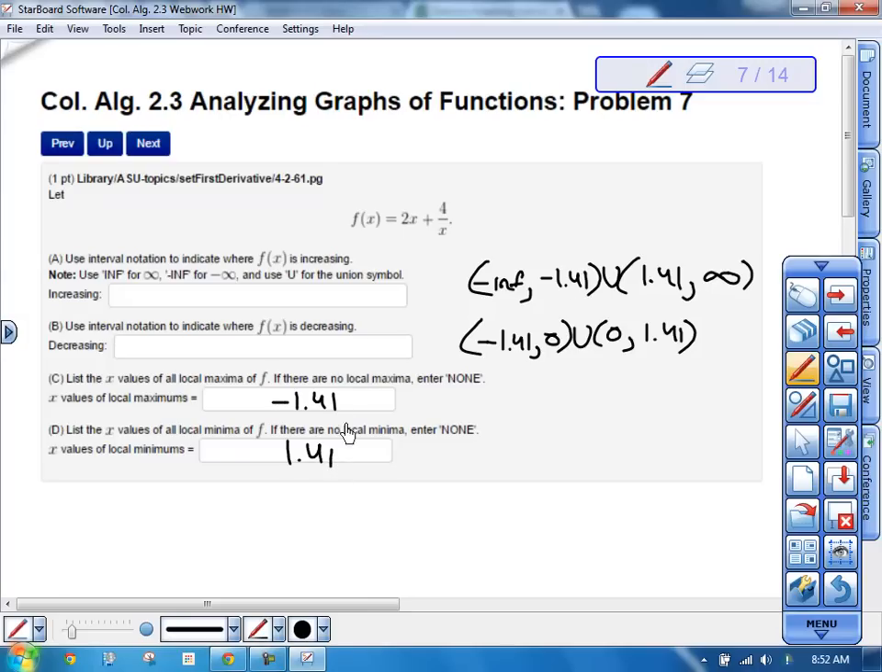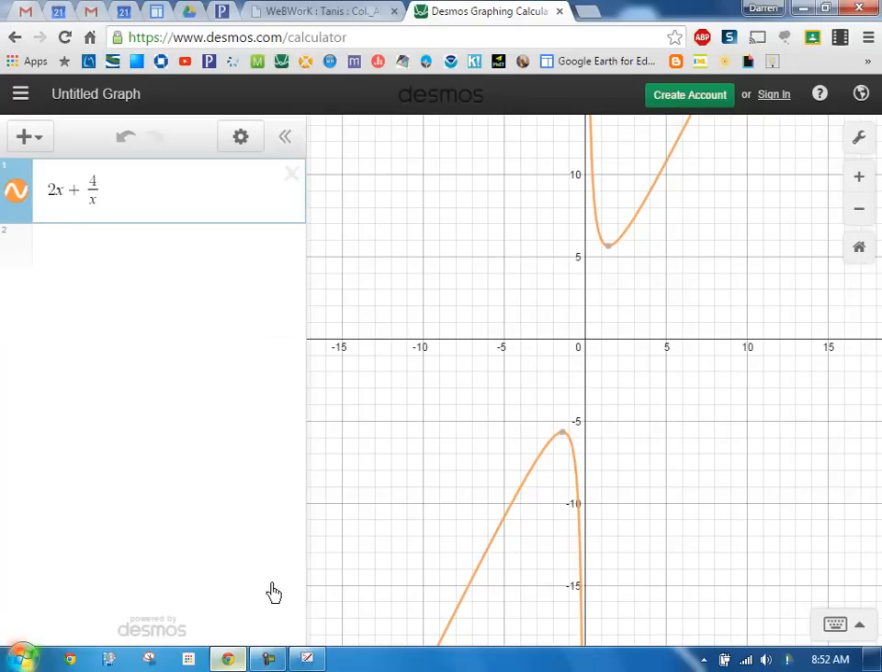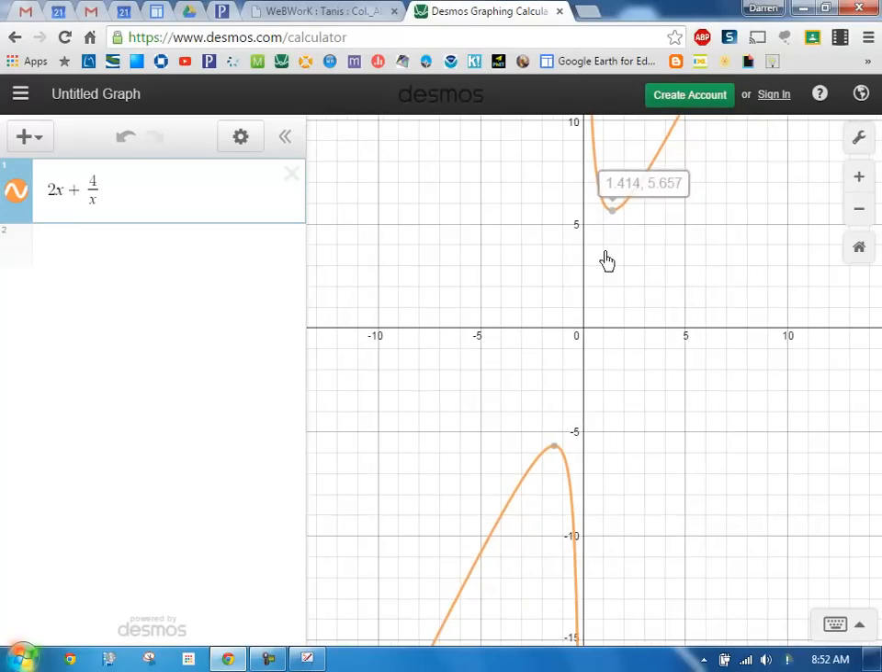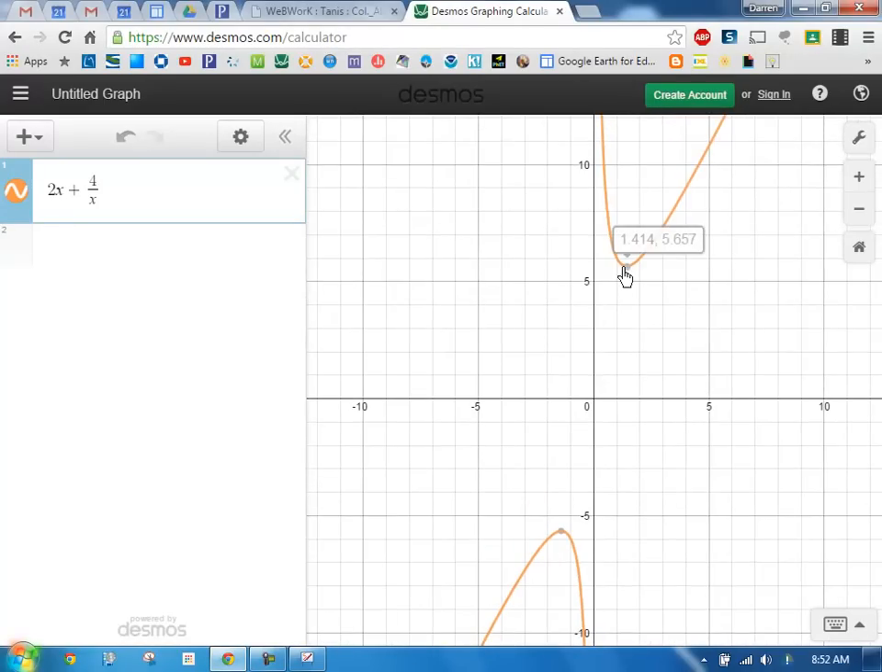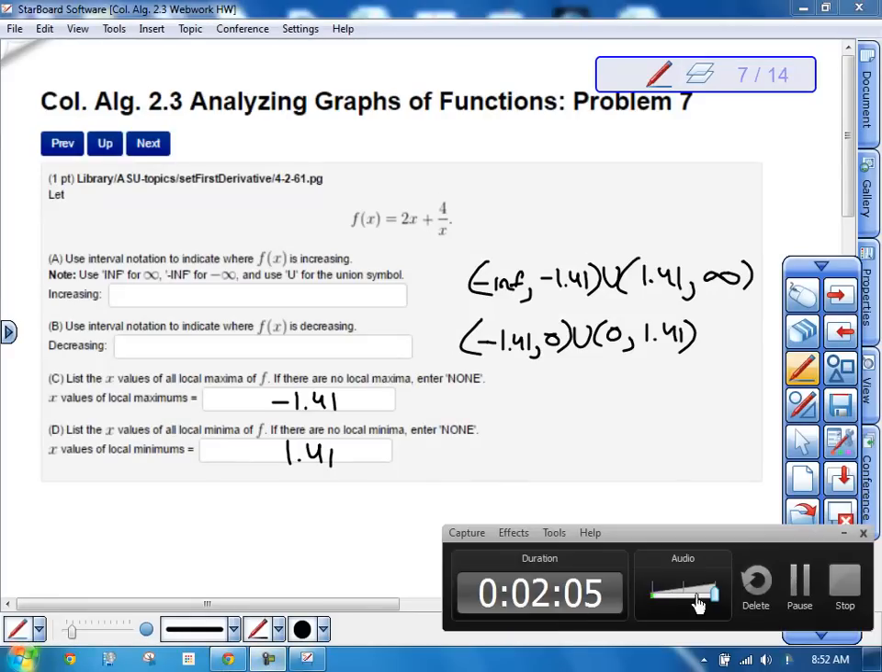Now, Webwork might want more than rounded to the 100th. So if that's the case, if it's not accepting these answers, you might have to scroll in and get another decimal place like 1.414. Sometimes Webwork's really picky about the numbers that we use, so keep that in mind.